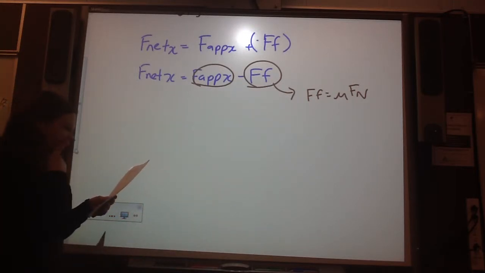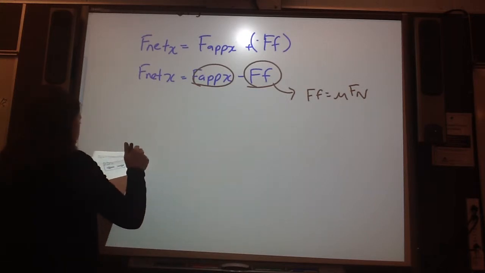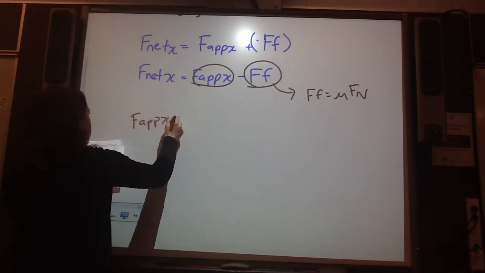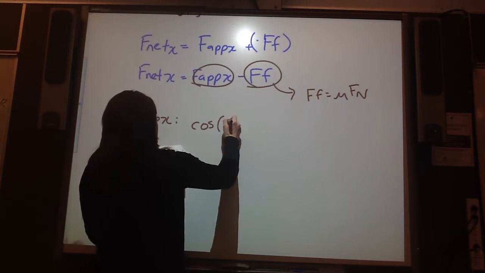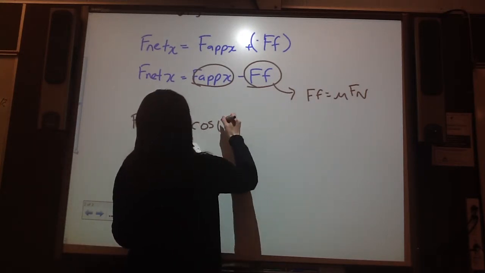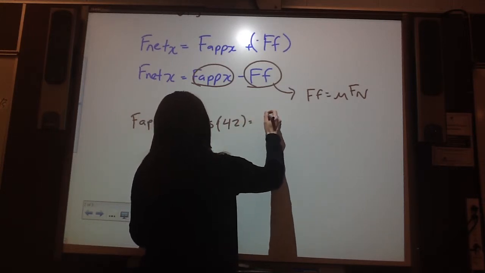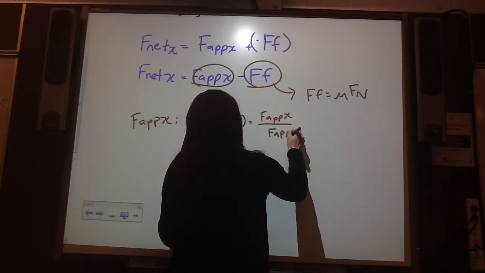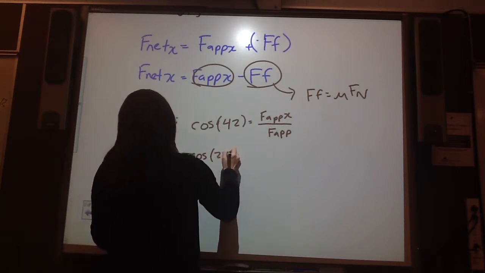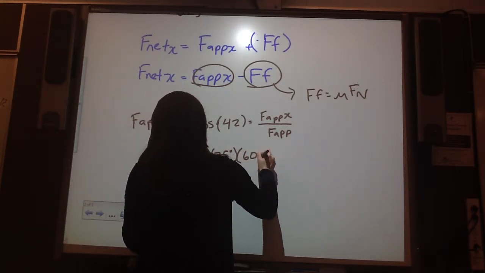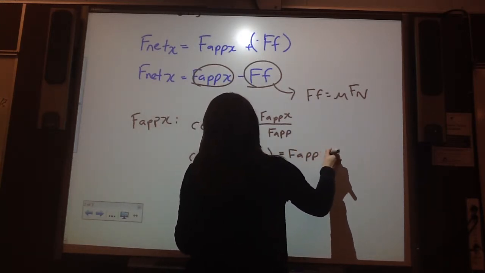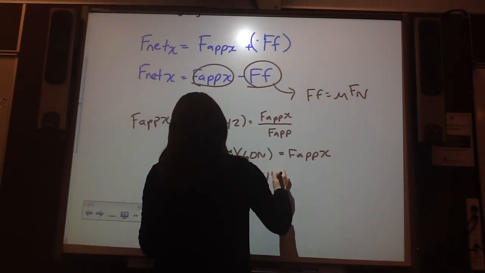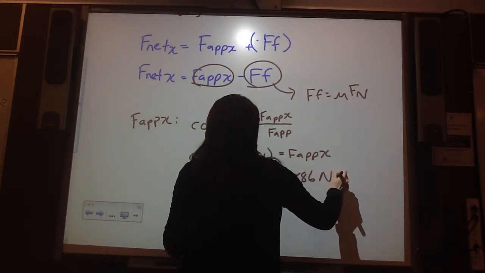Okay, so let's do stuff. We can find our F at X by going cos 42 equals F at X over F. So cos of 42 degrees times 60 newtons is equal to our F at X. So F at X is equal to 44.5886 newtons, etc.